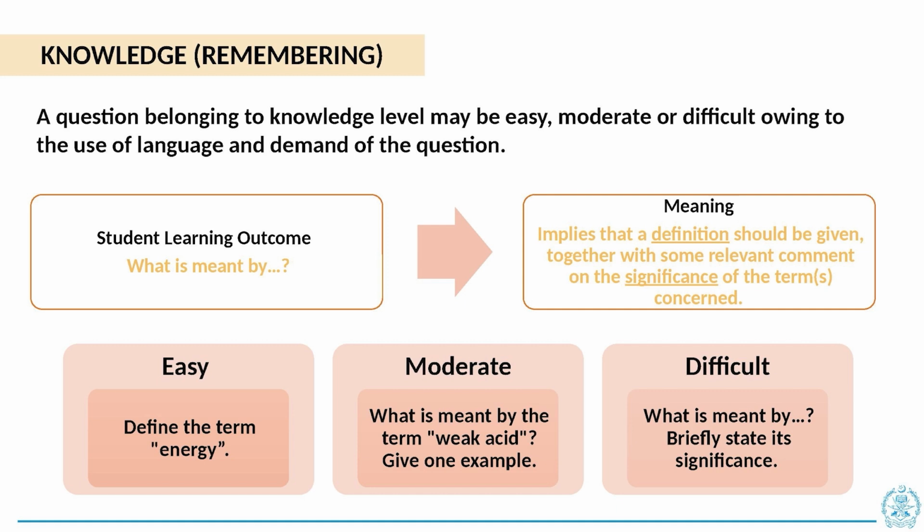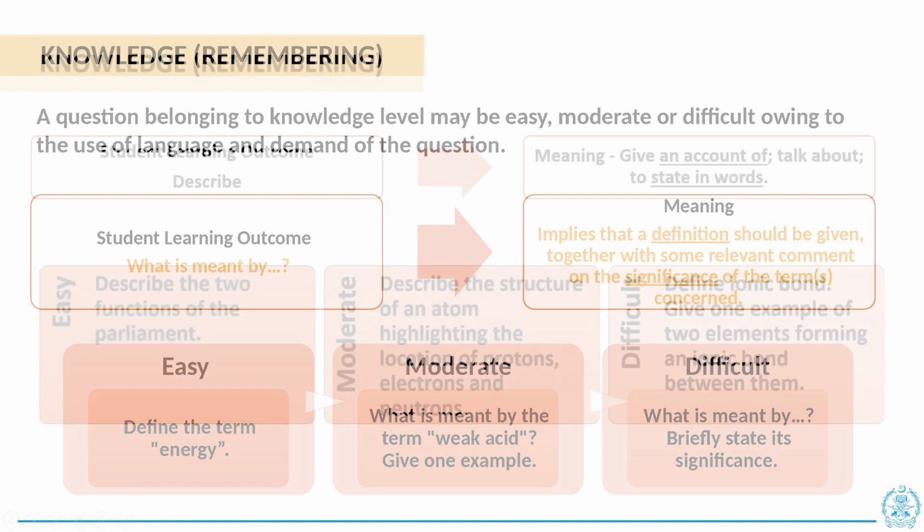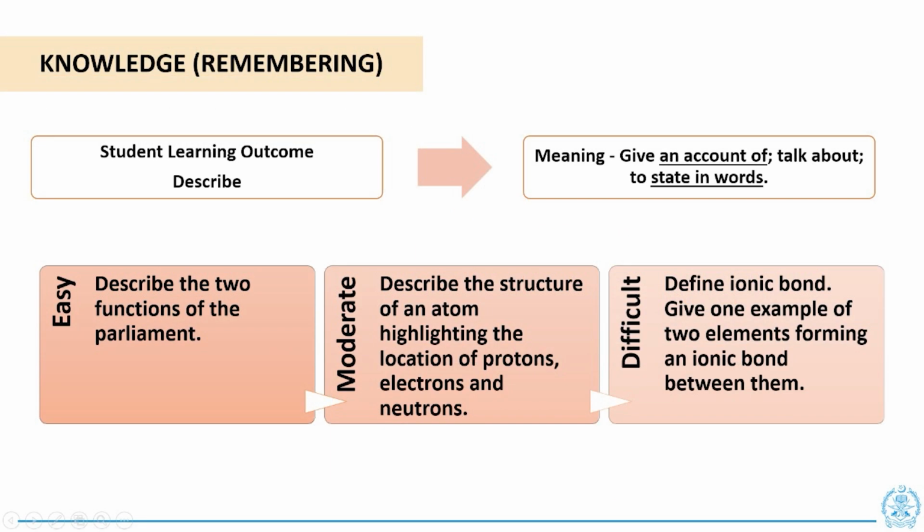First of all, we will discuss knowledge based. A question belonging to knowledge level may be easy, moderate, or difficult owing to the use of language and demand of the question. On this slide, you can see a knowledge based SLO, its meaning, and difficulty range of questions. I have prepared another example for you from knowledge. The SLO is described, its meaning is given, and then there are three different levels: easy, moderate, difficult.